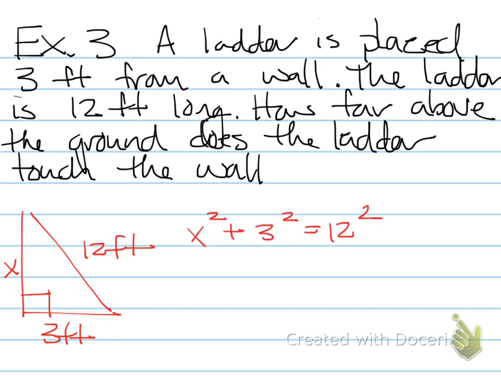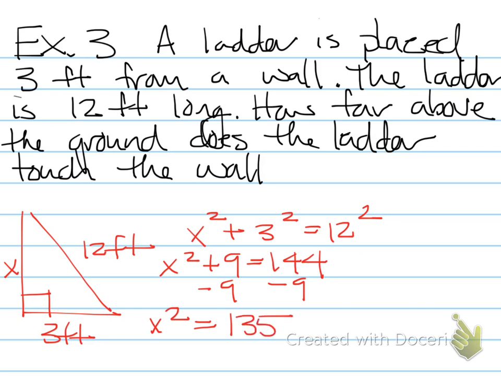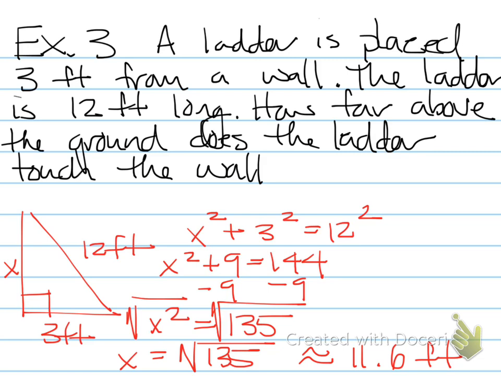Use the Pythagorean Theorem. x squared plus 3 squared equals the hypotenuse squared. 3 squared is 9, 12 squared is 144. Subtract 9 from both sides. We get x squared equals 135. Take the square root of both sides. The exact measure for that wall would be the square root of 135. We were told to approximate it, so we plug that into our calculator and get approximately 11.6 feet.